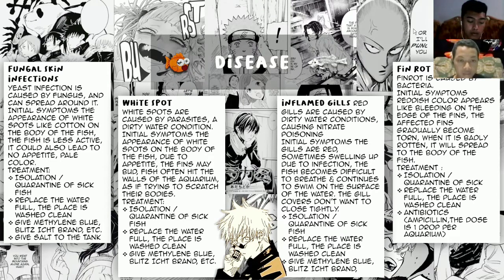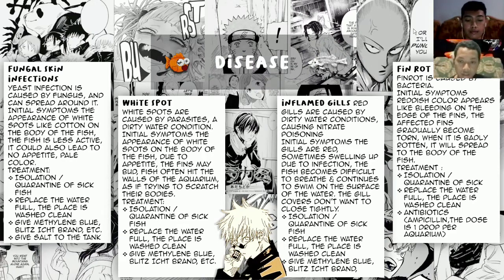White spot is caused by parasites, triggered by poor water conditions. Initial symptom: white spots on the body of the fish. Due to excessive itching, the fish often hit the walls of the aquarium, as if trying to scratch their bodies. Treatment: isolation or quarantine of the fish. Because the water fish is once killed.